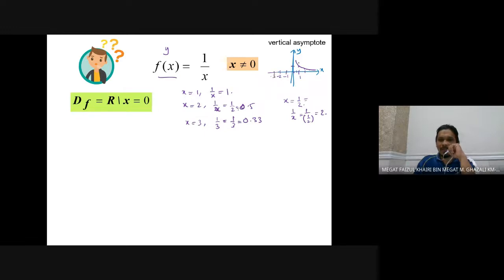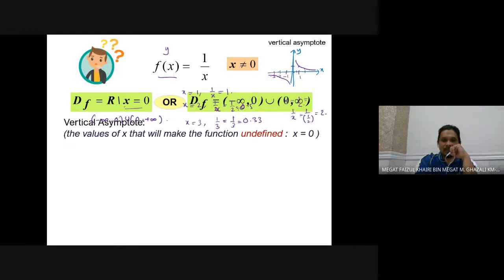So when we substitute the values here, the difference is this is all positive: 1, 0.5, 0.3. But then this one here, we have negative. And the graph will be something like this. Okay, now this is the graph of 1 over x, and the domain is all real values of x except when x equal to 0, which is negative infinity until 0 union 0 to positive infinity.